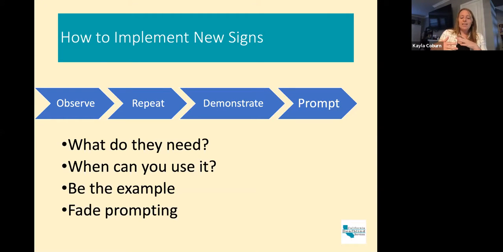So next would be an indirect way of prompting. So they're eating, and then maybe you move the food back a little bit, and then say, "Oh, are you still hungry? Like, what do you want?" Where you give them the opportunity to again sign more.